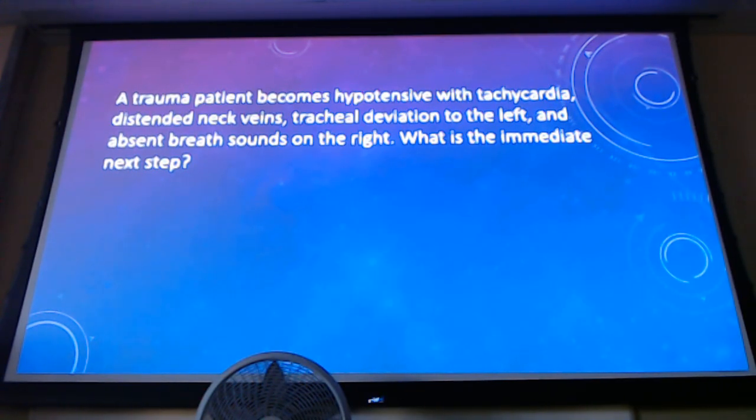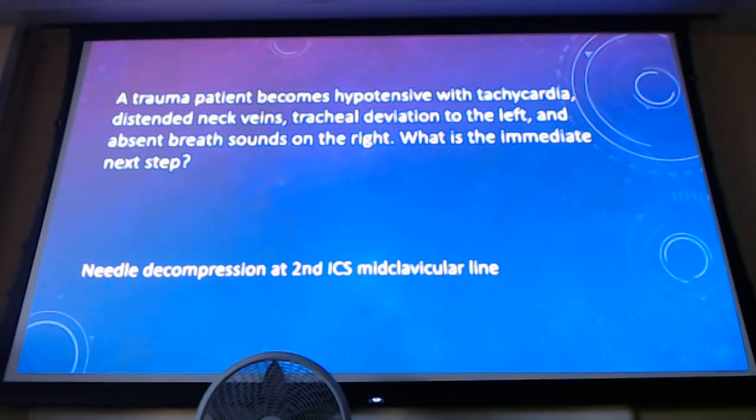All right, traumatic patient becomes hypotensive with tachycardia, distended neck veins, tracheal deviation to the left, and absent breath sounds on the right. What's the immediate next step? Where? Where's it going? Not just the side. I see a lot of pointing, but what are the words? Second intercostal space, mid-clavicular line, or? Good. Fourth or fifth ICS at the anterior axillary line.